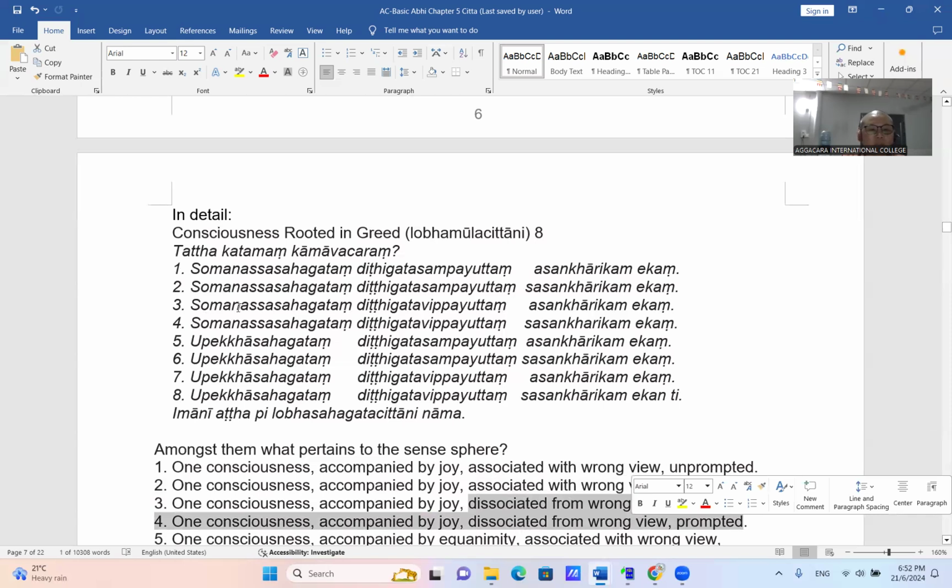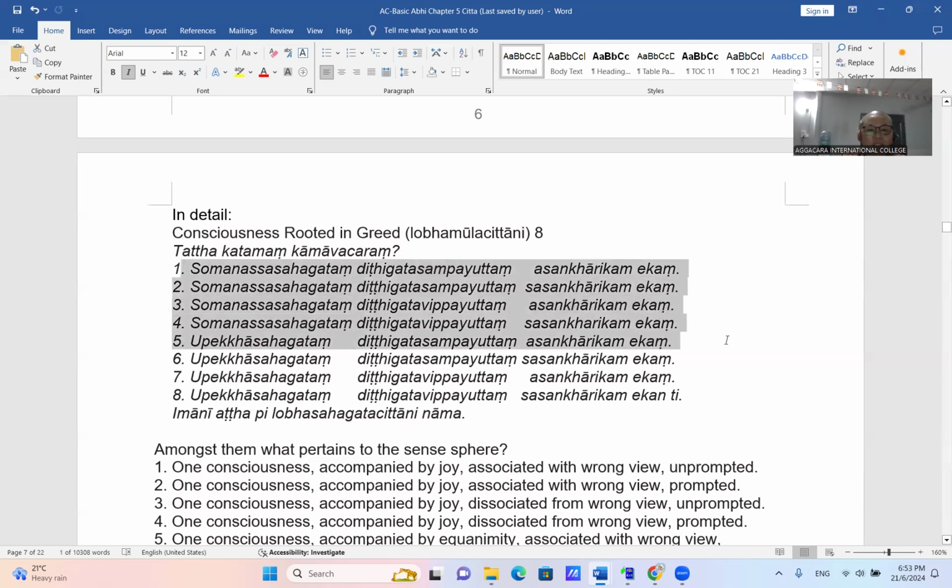So you just change it to Somanassa-sahagatam ditthigata-vippayuttam. Vi, if you remember, those who learned Pali before, vi means apart or far away. So it means dissociated, so-called vippayutta. So this is sampayutta, associated, and vippayutta, dissociated. Right. Then asankharika, sasankharika, same.